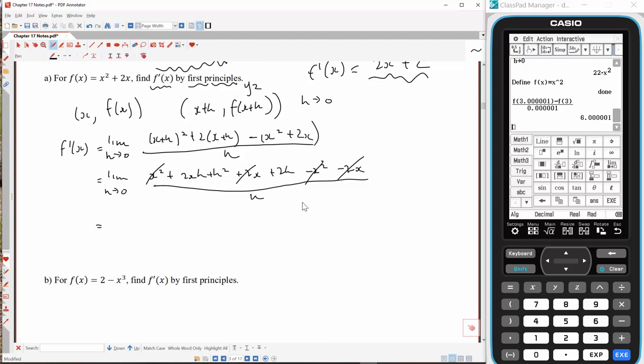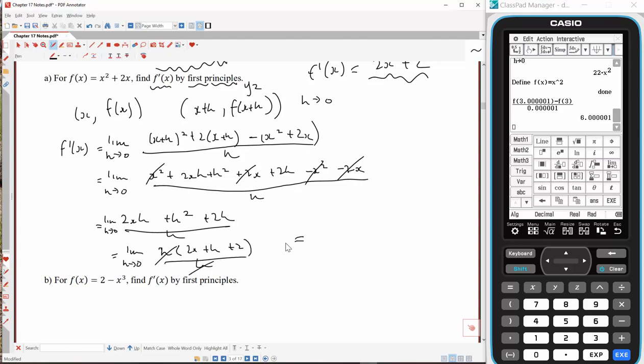That chops out as well. And we've got 2xh plus h squared plus 2h all over h. Now, we need to write our limit in, so don't drop your limit. And what will happen if you've done this correctly is that h will always factor out. Okay, so we're going to go limit as h approaches 0, h(2x plus h plus 2) over h.